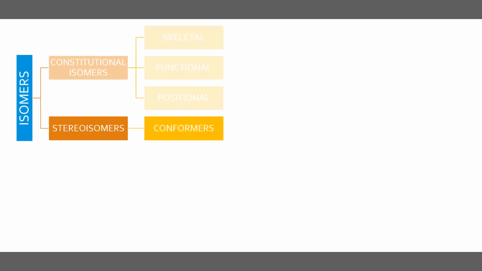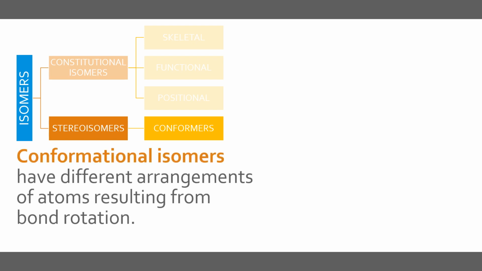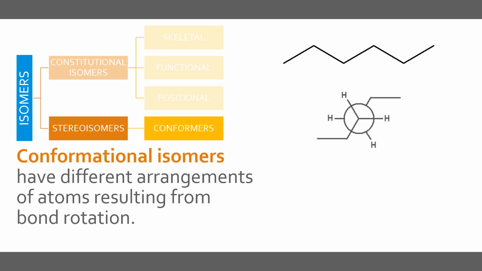The first subcategory of stereoisomers are called conformers or conformational isomers. Conformational isomers have different arrangements of atoms resulting from bond rotation. Let's take, for example, n-hexane. We can look at the bond between carbon 3 and 4 and draw them in these things that are called Newman projections. Recall that sigma bonds are cylindrically symmetrical, meaning that I can rotate those particular bonds freely.